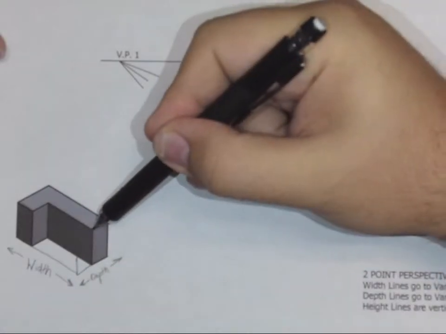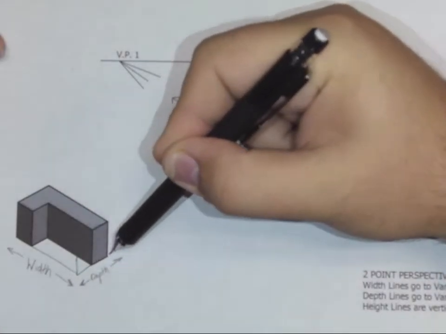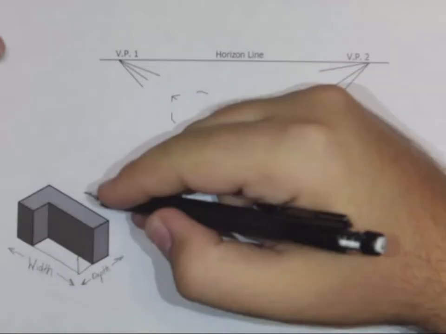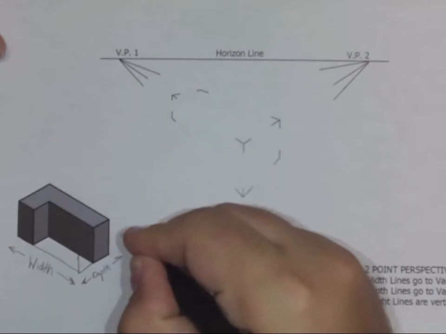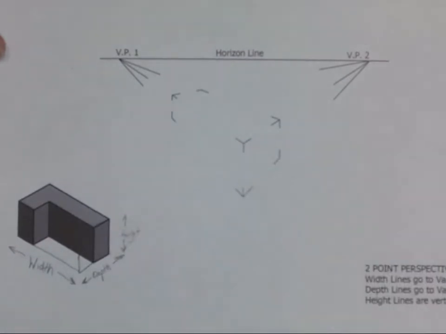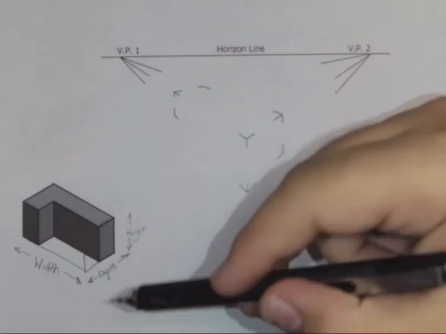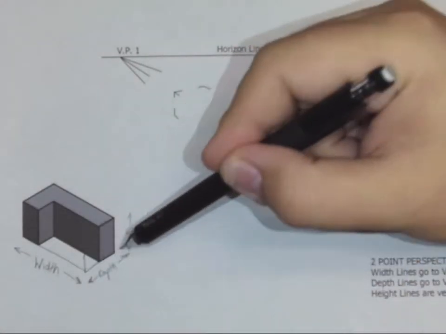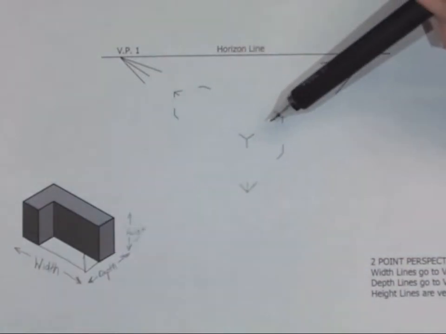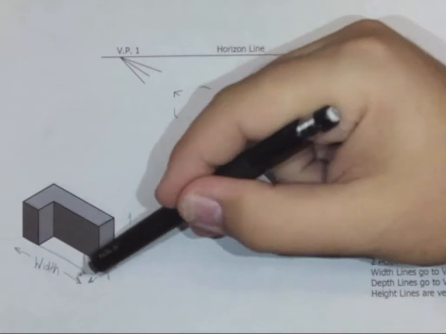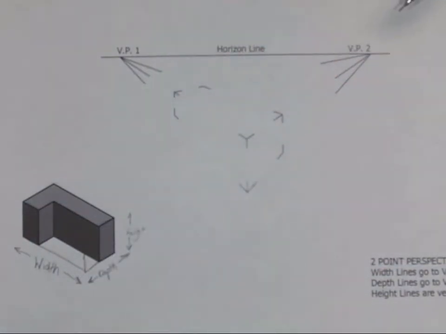So, if you look at depth lines, it'd be like this line, and this line, and this line, and this line. And then the only one I've got left is height. And height are ones that run up and down. So, any lines that follow that one, they're going to stay vertical. Depth lines, any ones running in that same direction as those arrows, are going to go back to vanishing point 2, and any lines running on the width are going to tie back to vanishing point 1.